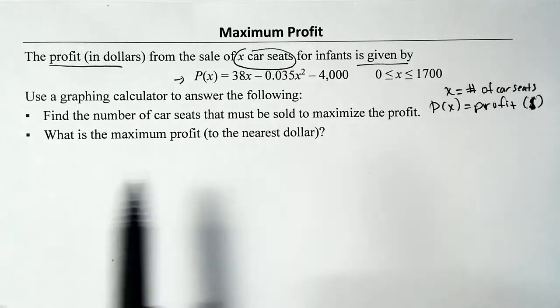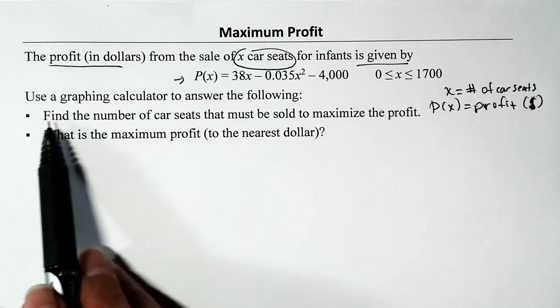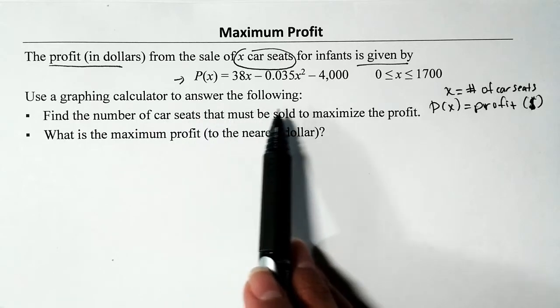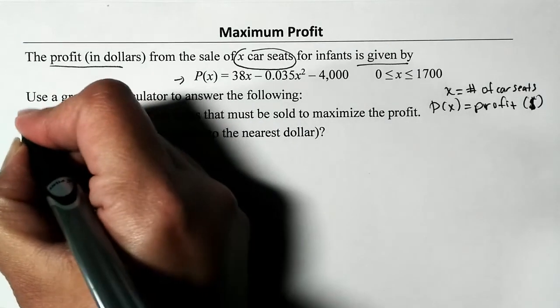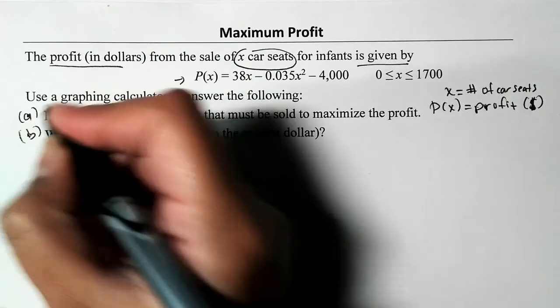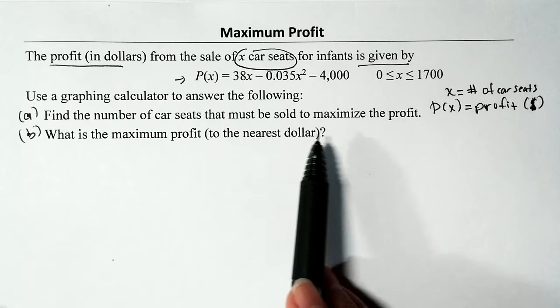Okay, cool. So it says use a graphing calculator. Oh, I love those kind of problems. Use a graphing calculator to answer the following. So we have two questions. We're just going to pretend it says A and B. So it says find the number of car seats that must be sold to maximize the profit.